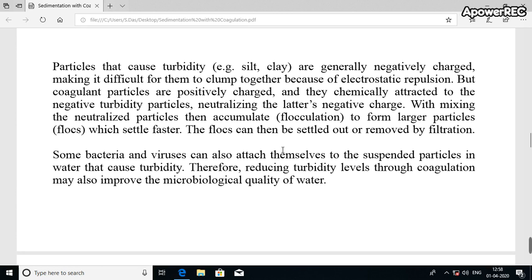Now, there is another term: particles that cause turbidity. Turbidity means unclear water. They are generally negatively charged and they find it difficult to clump together because of electrostatic repulsion. Now, these negatively charged turbidity particles will need some alum to be added so that they will be neutralized and then accumulate to form flocs. Obviously, we will show you some pictures after that so that you can understand the flocculation process.